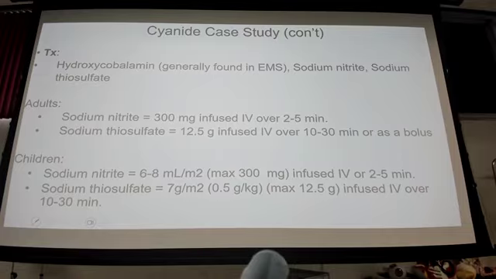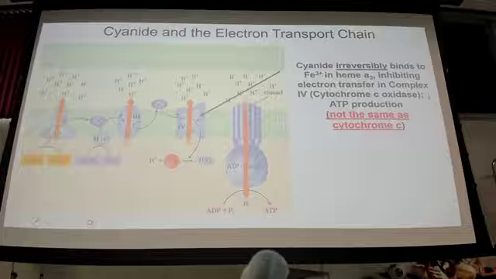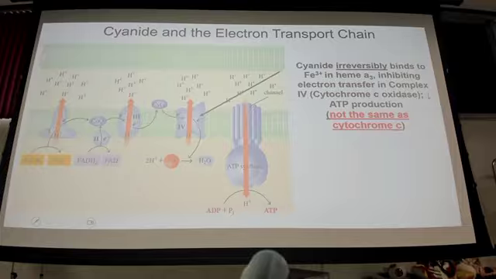And so you don't need to know the dosing amounts, just know that those are the agents used to treat cyanide poisoning. And so again, cyanide irreversibly binds to iron in the heme A3 site, inhibiting electron transfer in complex 4, decreasing ATP synthesis, and increasing the anaerobic pathway, which will cause lactic acid buildup and metabolic acidosis.